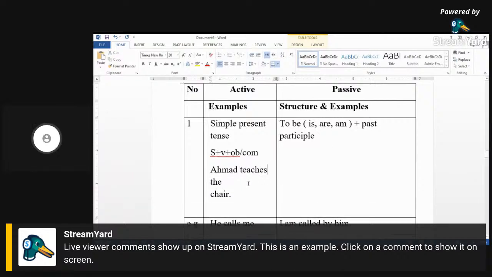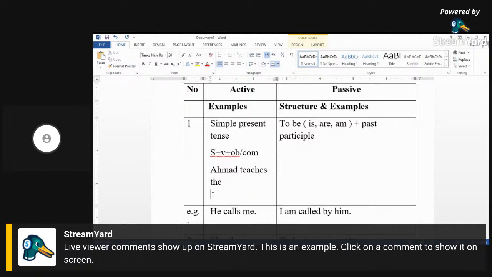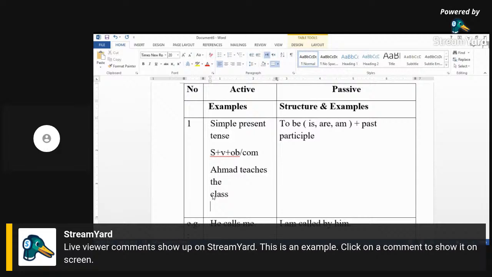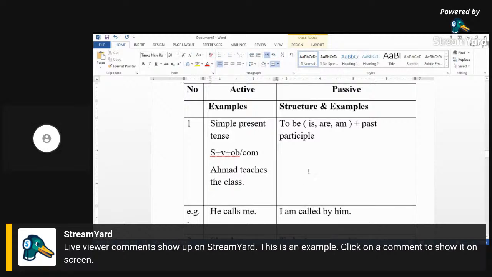Ahmad teach the class. Ahmad صنف را تدریس میکنه. So whenever we would like to change it into the passive voice, the first thing that we do in here, we have to clarify the tense. This is simple present tense. اولین کاری که اینجا ما میکنیم باید این زمان رو مشخص بسازیم که کدام زمان است.